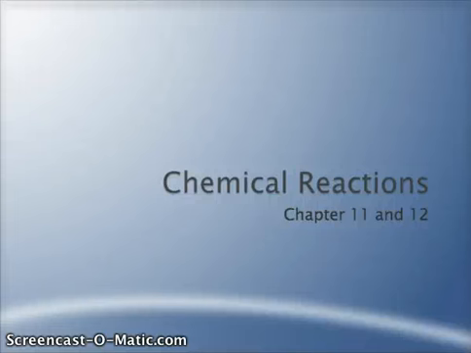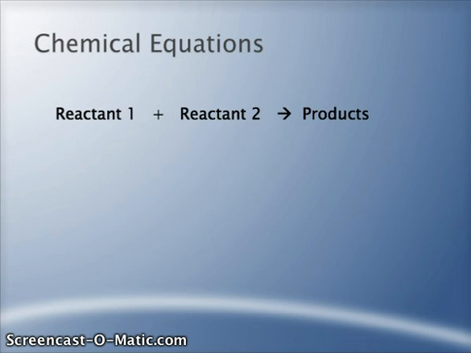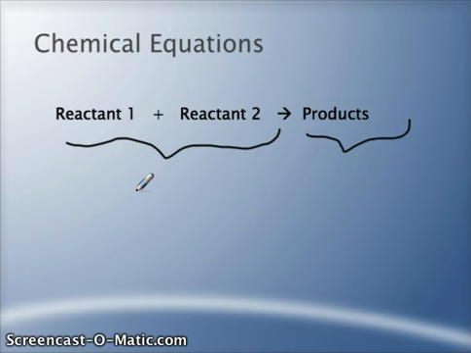Today we're going to start a new unit called Chemical Reactions. Until now, we have talked about elements, compounds, mixtures, but we have not yet talked about what happens when we actually combine different elements and compounds to make new products. So as far as writing an equation, there are two main parts. We have the reactants and we have the products.